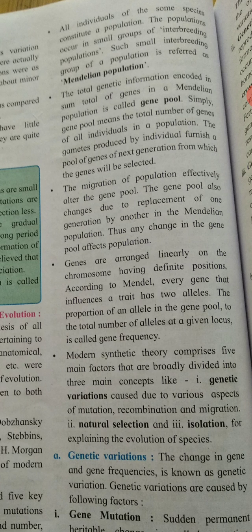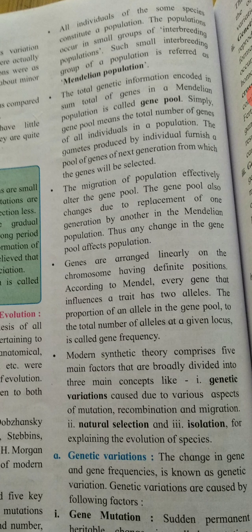Genes are arranged linearly on the chromosome, having definite positions. According to Mendel, every gene that influences a trait has two alleles. The proportion of an allele in the gene pool to the total number of alleles at a given locus is called gene frequency.